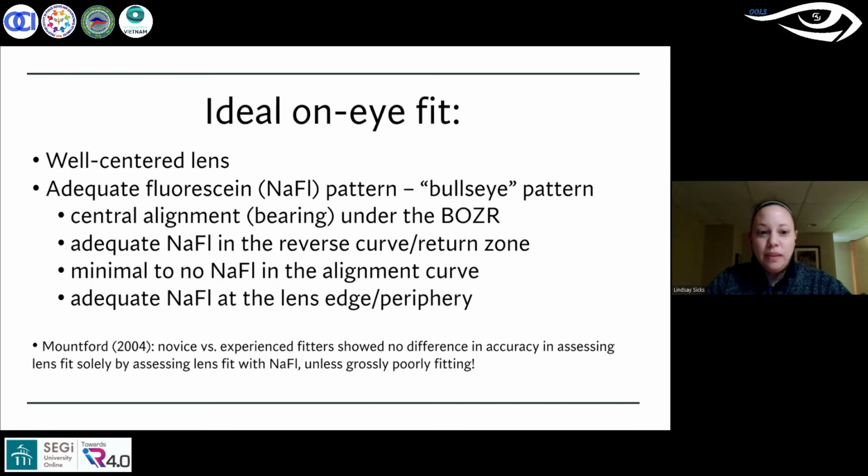Because they're asleep. And so I found it interesting. There was John Mountford, very experienced in orthokeratology, who found in a study in 2004 that when they compared novice versus experienced fitters, there was really no difference in their ability to accurately assess a lens fit with fluorescein unless it was completely terrible. And so you want to make sure that it fits the parameters of ideal, but it may not affect your outcome if you're seeing a problem in the open eye state or on eye state.